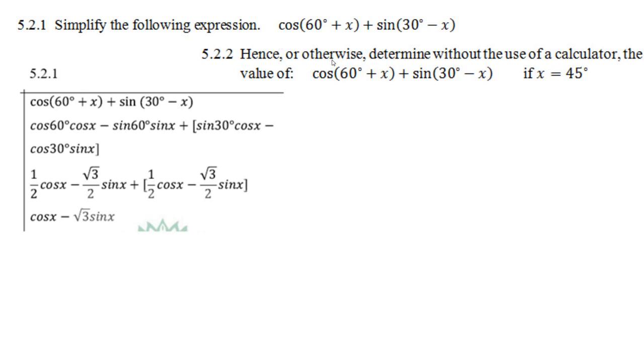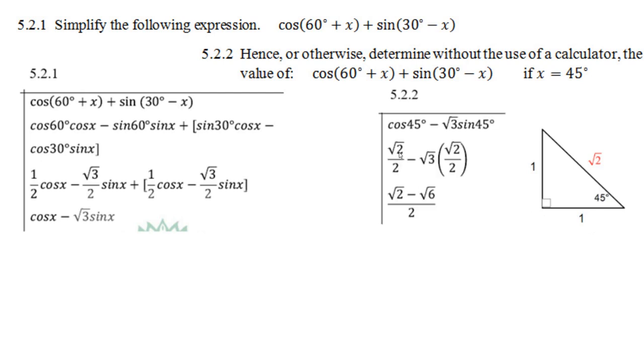And then it says, hence or otherwise, we're going to use this idea to figure out what the answer would be if x was 45 degrees. If x was 45 degrees, well, we should just be able to put 45 degrees in there and get the answer. Let's see what they do with it. By the way, if they say without a calculator, you better write down your special triangle.